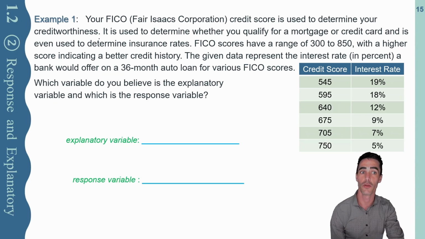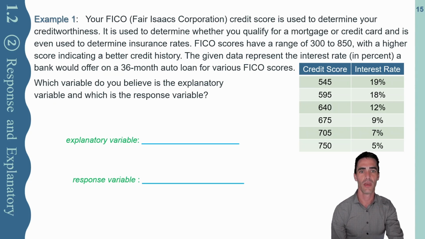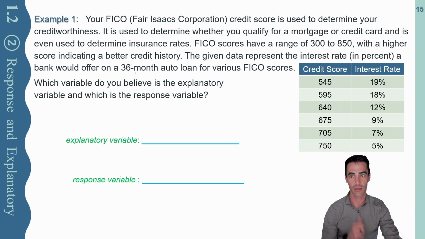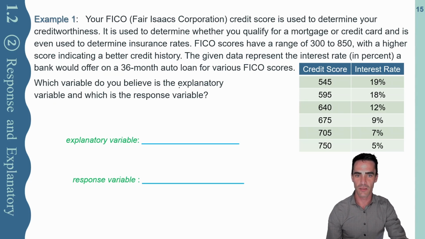It is used to determine whether you qualify for a mortgage or credit card, and is even used to determine insurance rates. Effects we'll talk about here in a minute. FICO scores have a range of 300 to 850, with a higher score indicating a better credit history. The given data represents the interest rate in percent a bank would offer on a 36-month auto loan for various FICO scores. Which variable do you believe is the explanatory variable?